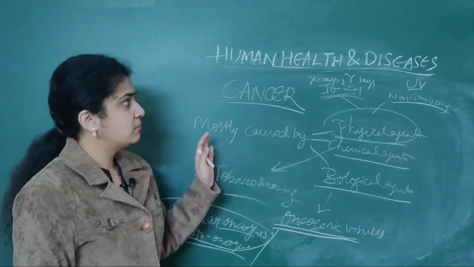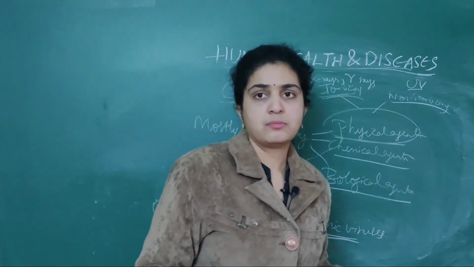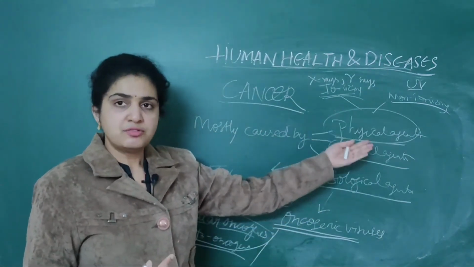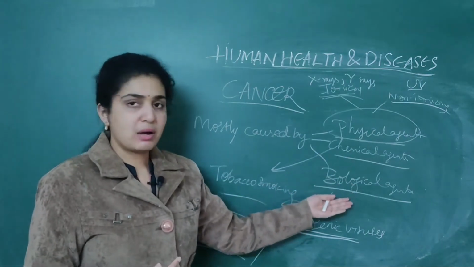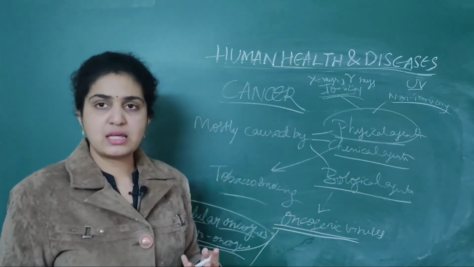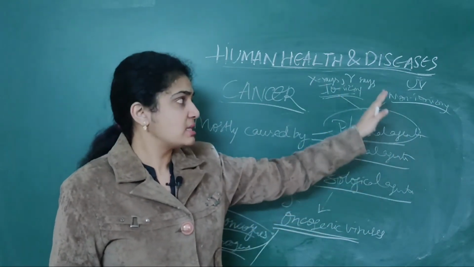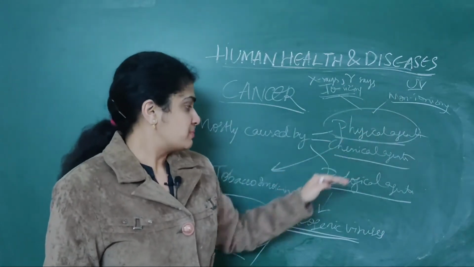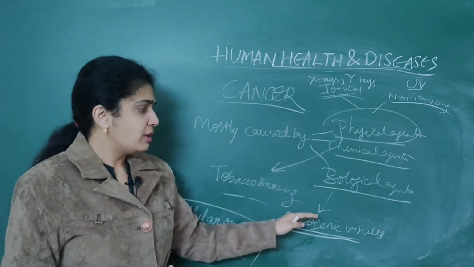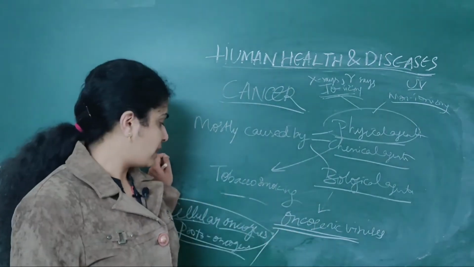So this is about the agents which cause cancer. Basically, don't get so much confused. It may be only three types: physical, chemical, as well as biological. Physical means all the ionizing as well as non-ionizing radiations. Ionizing: X-rays, gamma rays; non-ionizing: UV rays. When it comes to chemical agents, it is tobacco smoking. When you come to biological agents, it is nothing but oncogenic viruses.